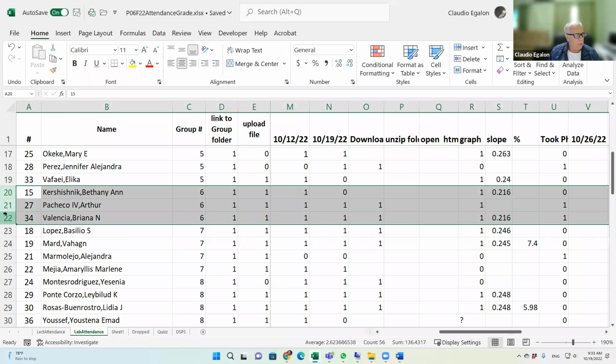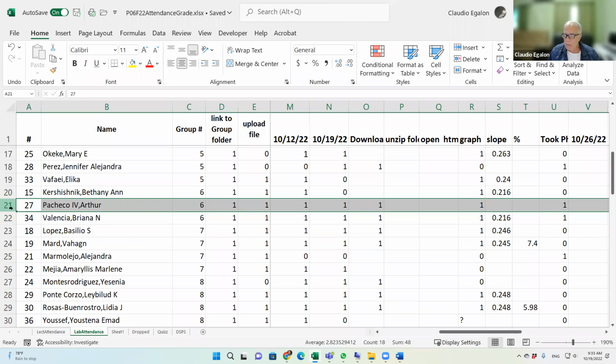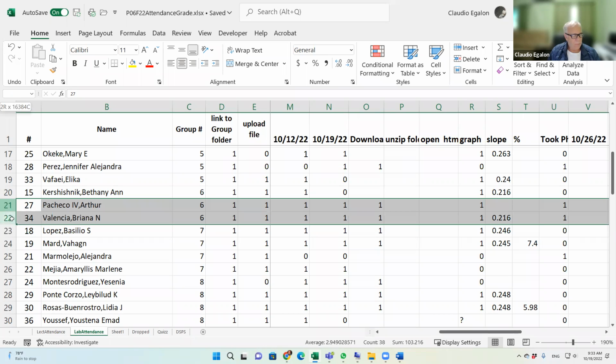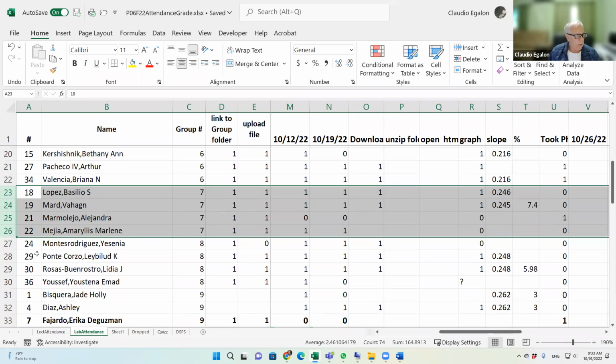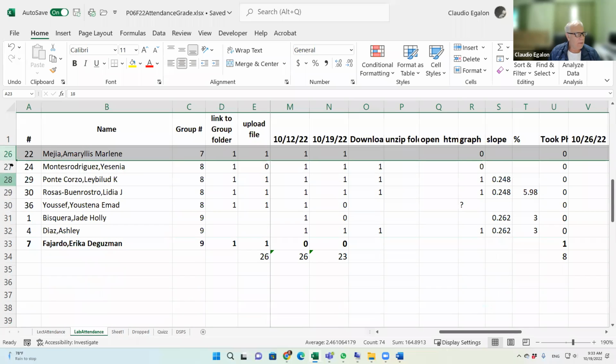So now group 6. Group 6, either Arthur or Brianna. Arthur, well, let's go for Arthur. Arthur, did you see the grade there, Arthur? Yes, okay, good. Do you have any questions? Okay, no, okay, thank you. Group 7. Let's see, group 7. So we have Basilio. Were you able to see the grade there, Basilio? Yes, okay, good, thank you.